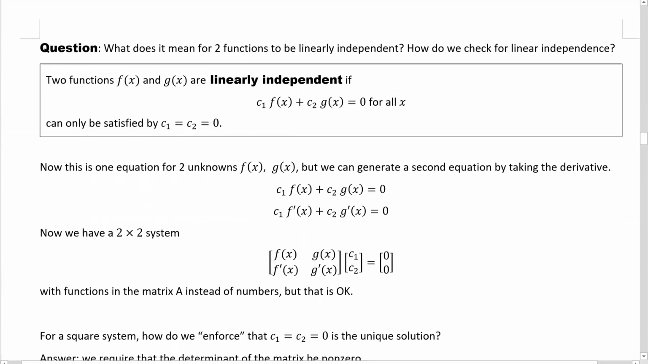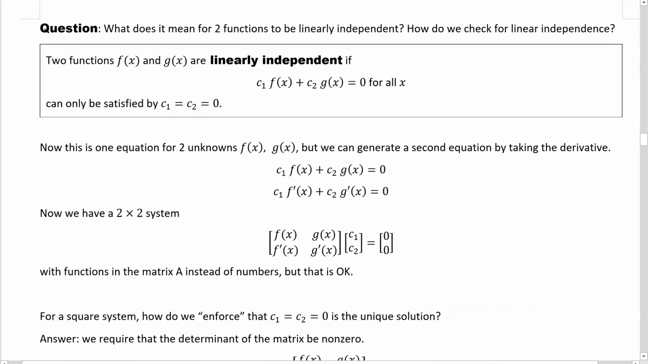Questions. What does it mean for two functions to be linearly independent? How do we check for linear independence? Here is the definition, very similar to the definition for vector spaces. Two functions f and g are linearly independent if c1 times f plus c2 times g equal to 0 can only be satisfied by c1 equals c2 equals 0.